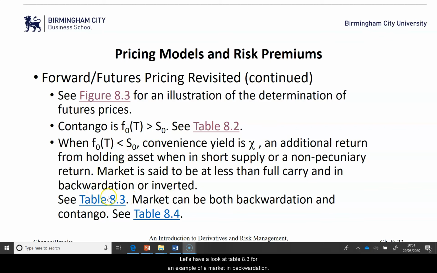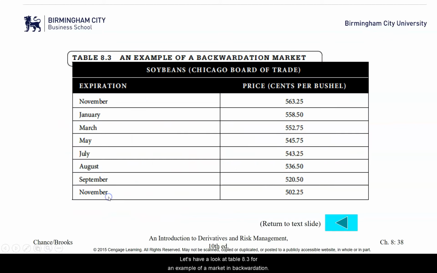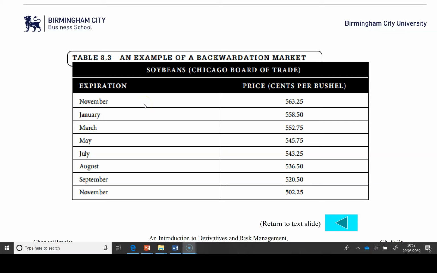Let's have a look at table 8.3 for an example of a market in backwardation. Here we see that the prices of futures are showing a downward trend as we move farther into the future. So the price of the May contract is 545.75, while the price of the August contract is 536.5.